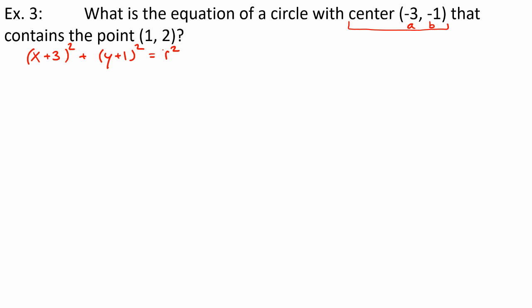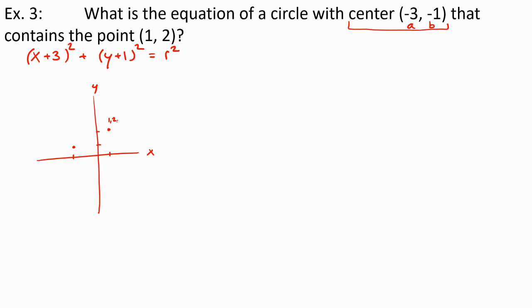There's several ways we could do this. We can use the distance formula. Now, here's a quick sketch of why we can use the distance formula. The center is apparently (−3, −1). So if this was my graph, over 3, up 1, there's my center of the circle. And it's also telling me that the point (1, 2) is involved here. It's on the circle. So over 1, up 2, right here.